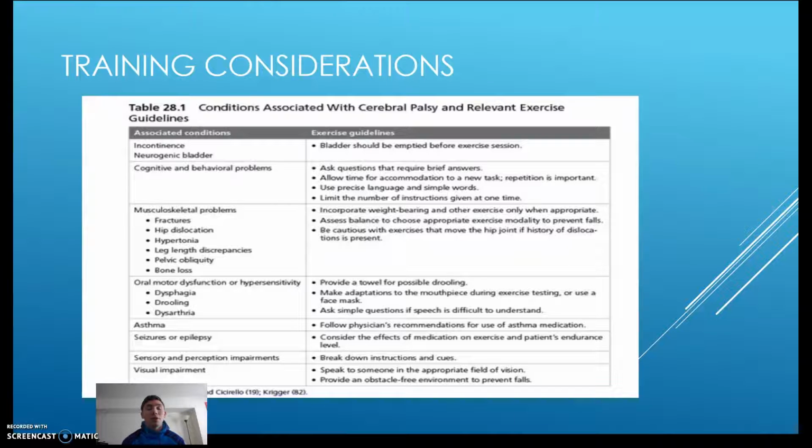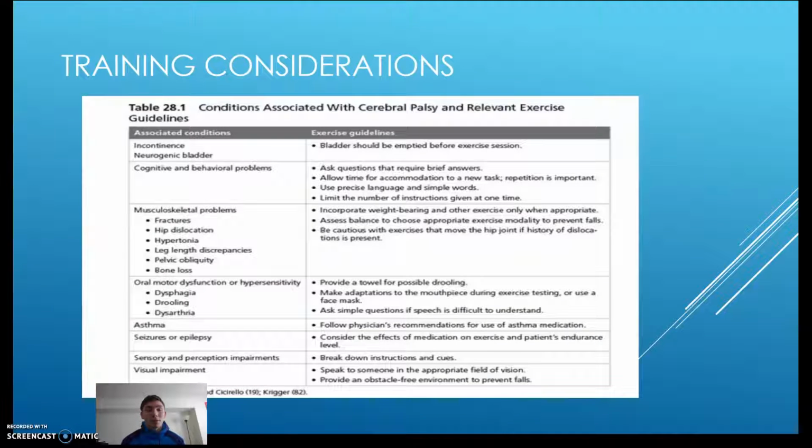So how do these complications affect training? As you can see from this chart right here, the musculoskeletal problems, things such as hip dislocation, pelvic obliquities, bone loss, really have an effect on attempting, as best as possible, to avoid weight-bearing exercise. So this might include recumbent bikes, recumbent steppers, anything where the patient's not putting too much stress on these joints.